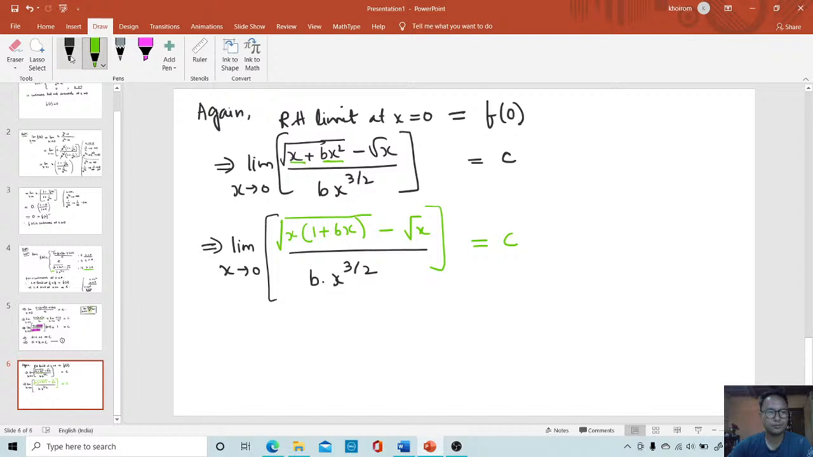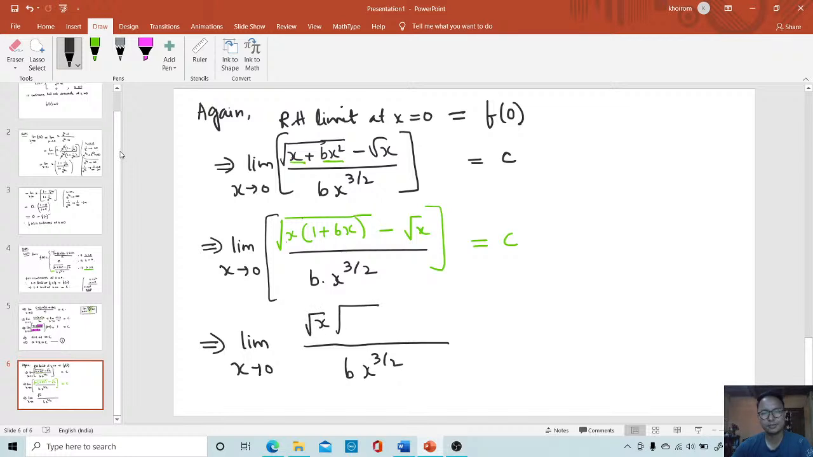Further, this is under root x times under root of 1 plus b x minus under root of x equal to c.